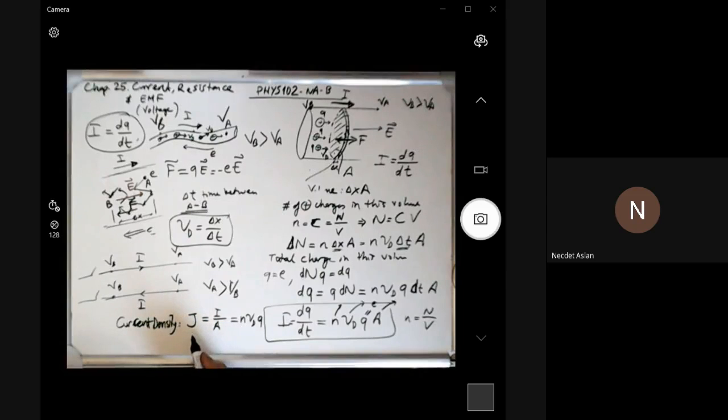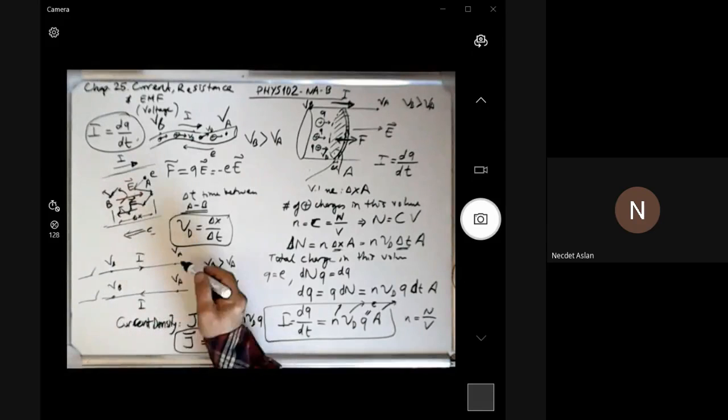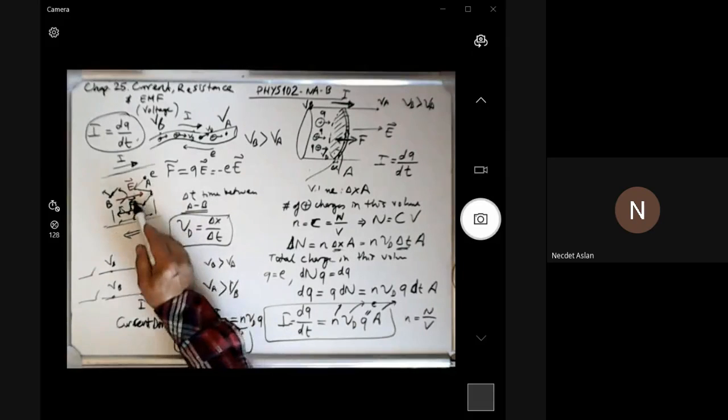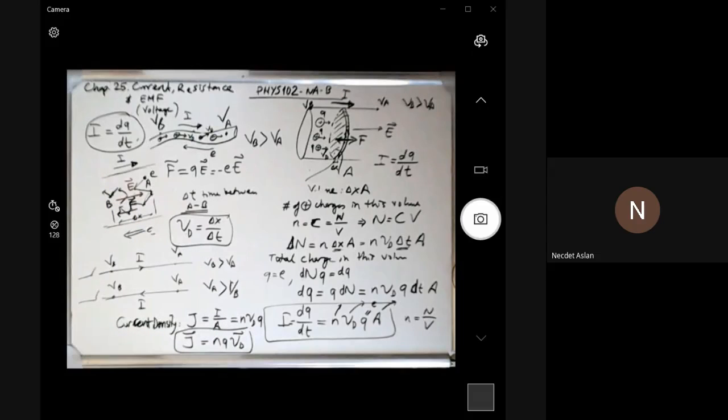As you see, the current density is related to the velocity, and velocity is a vectorial quantity, so we can say that J is just n q v_d. It's the current divided by area, but it has a direction with the drift velocity. And don't forget that drift velocity is not straight velocity. It's just the velocity that the electrons move with, but due to the collisions, this velocity is not really great.